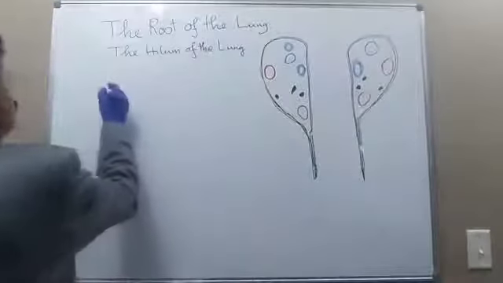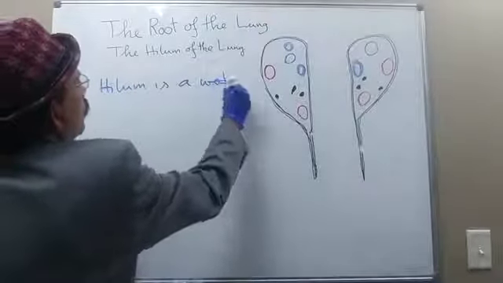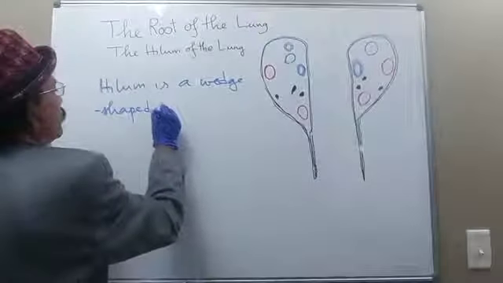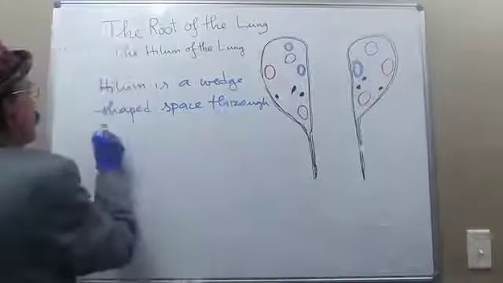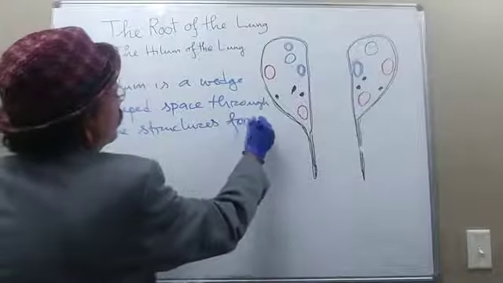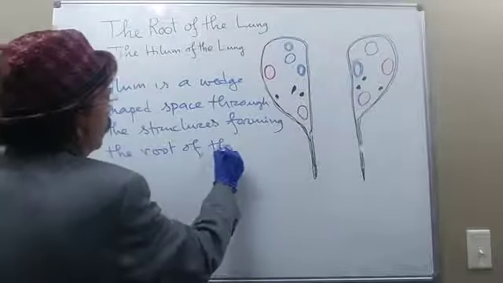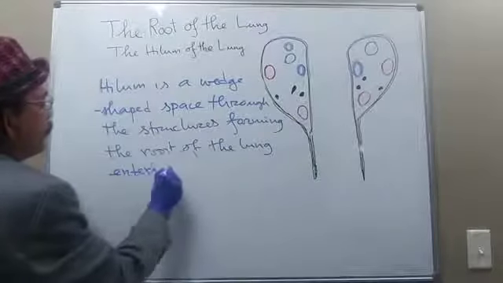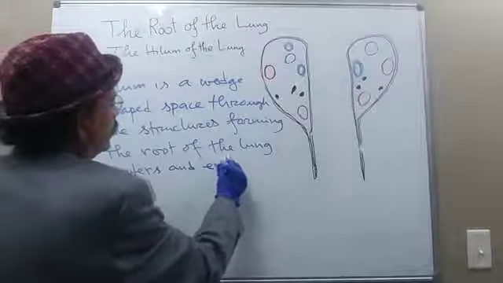What is the hilum? The hilum is a wedge-shaped space through which the structures forming the root of the lung enter and exit the lung.